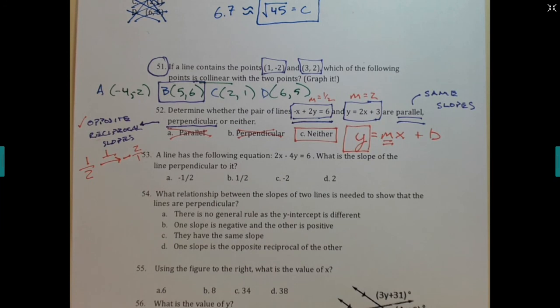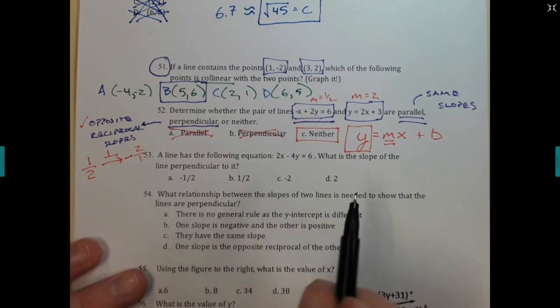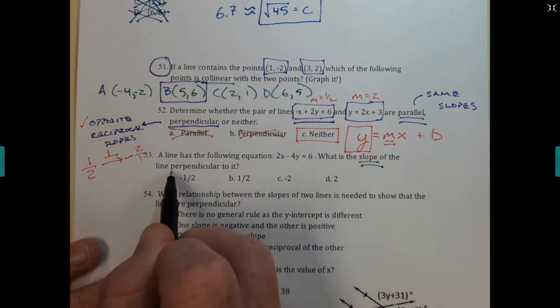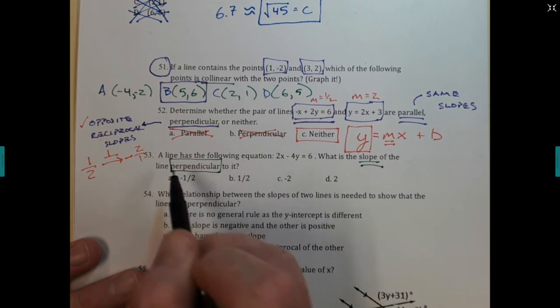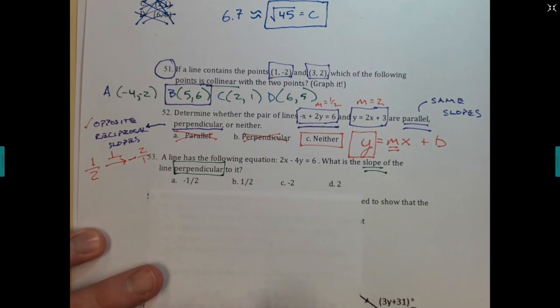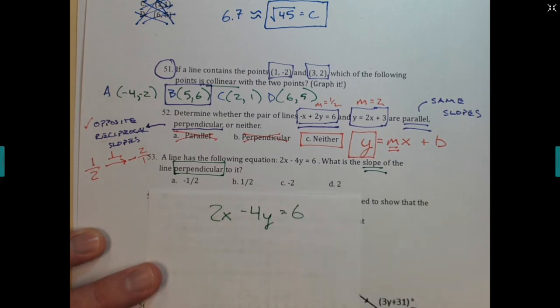All right, we got 4 left. So a line has this equation. Who wants to help me solve this one? Because they are asking for the slope, and we need to find a perpendicular slope. I need someone who can help me do what Reese just did. I got to take this equation, and we need to solve for y.